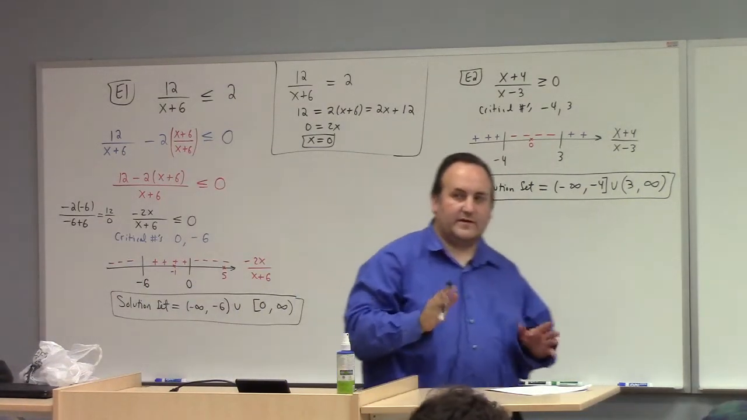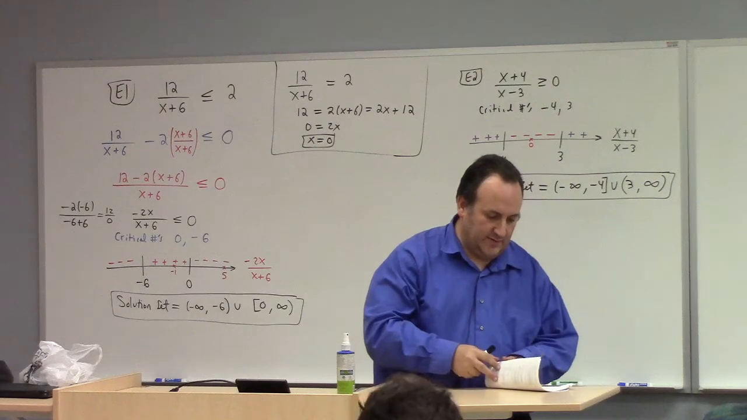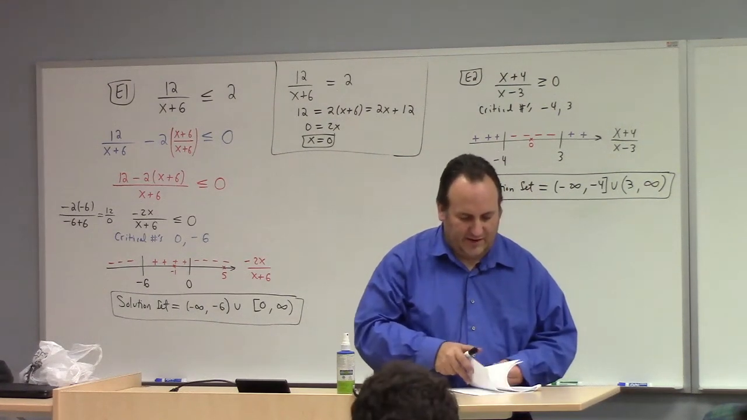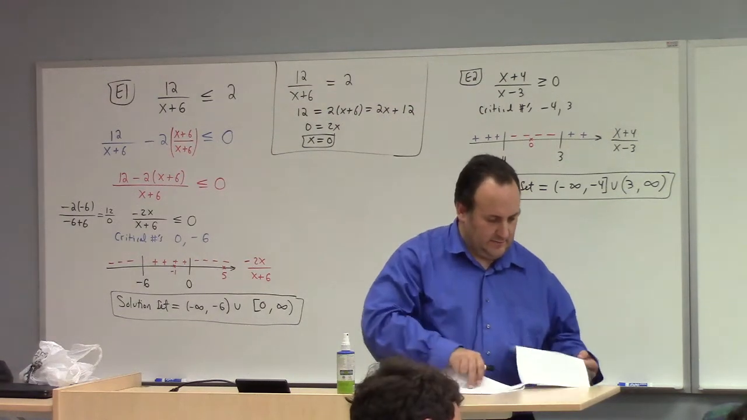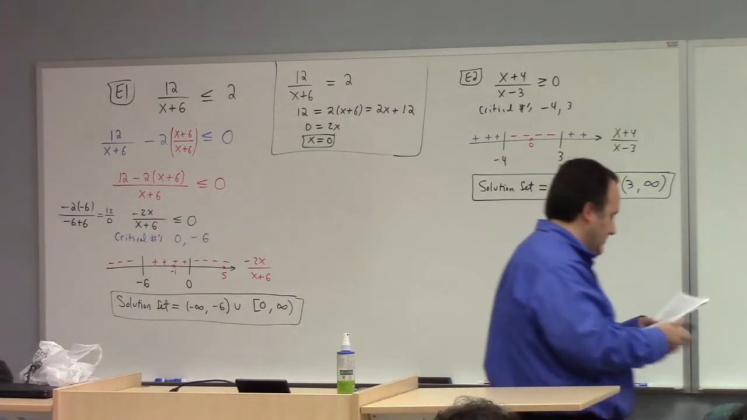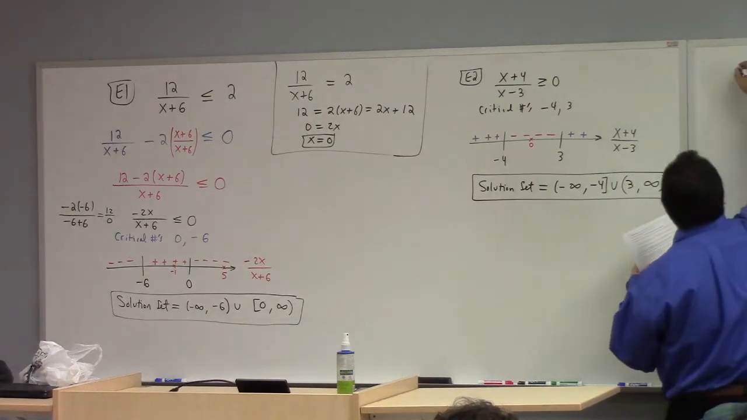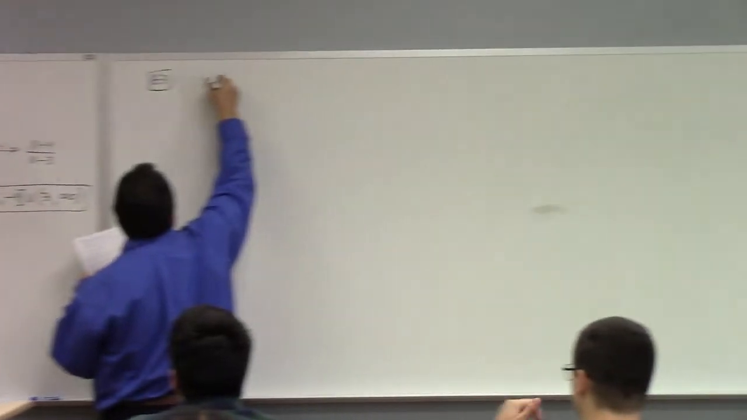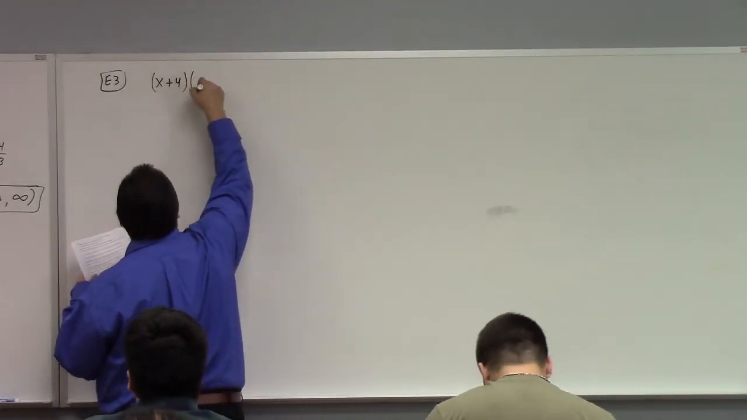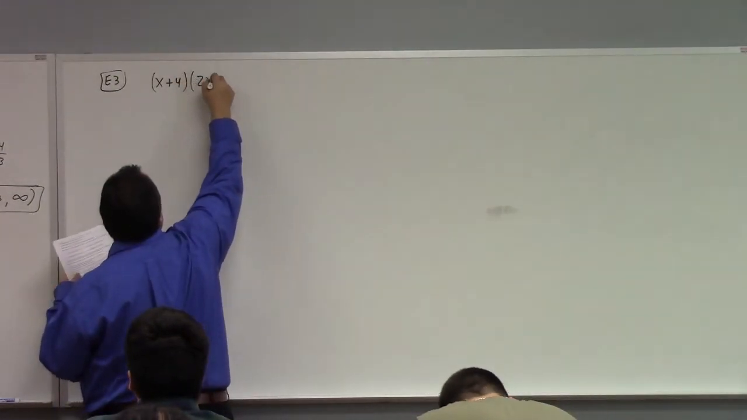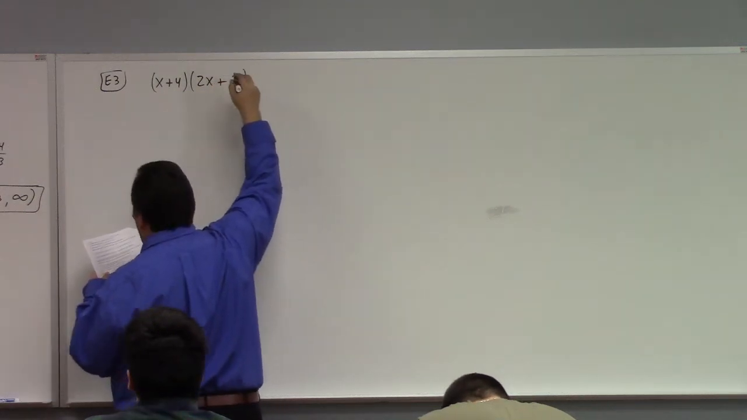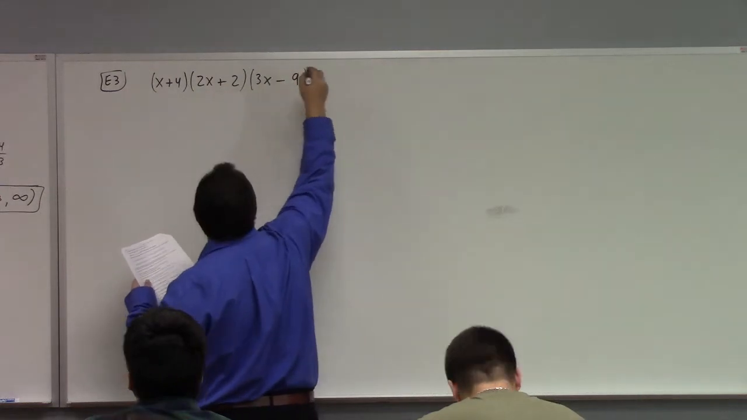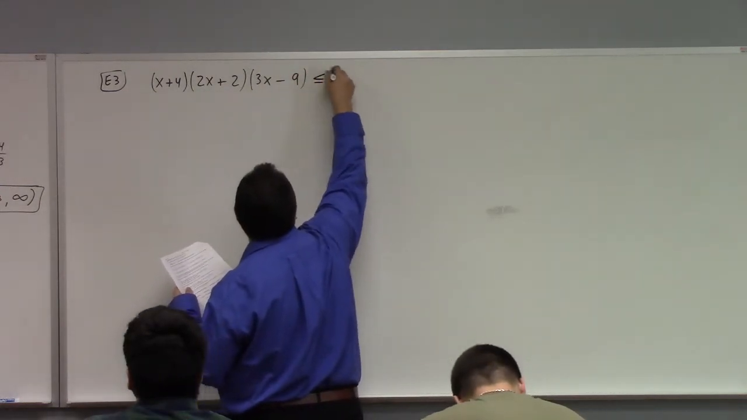All right, there's another kind of example we haven't done yet. Let me do it. We've done something very similar to it, but not quite this one. It's like number 14. So suppose you're up against x plus 4 times 2x plus 2 times 3x minus 9 less than or equal to 0.